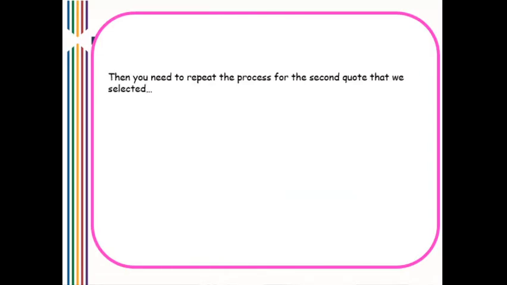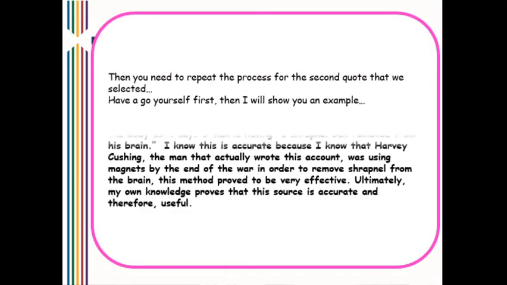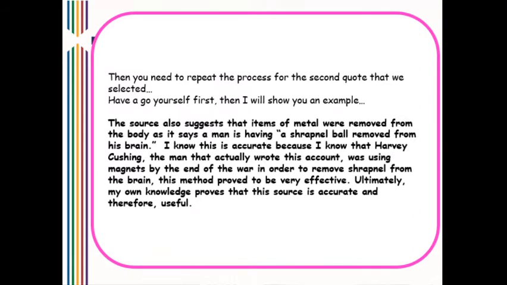So here's my example. So the source also suggests that items of metal were removed from the body, as it says, "a man is having a shrapnel ball removed from his brain." I know this is accurate because I know that Harvey Cushing, the man that actually wrote this account, was using magnets by the end of the war in order to remove shrapnel from the brain. This method proved to be very effective. Ultimately, my own knowledge proves that this source is accurate and therefore useful. So just adding that nice little sentence in at the end as well, just again shows the examiner that you've really focused on the question.